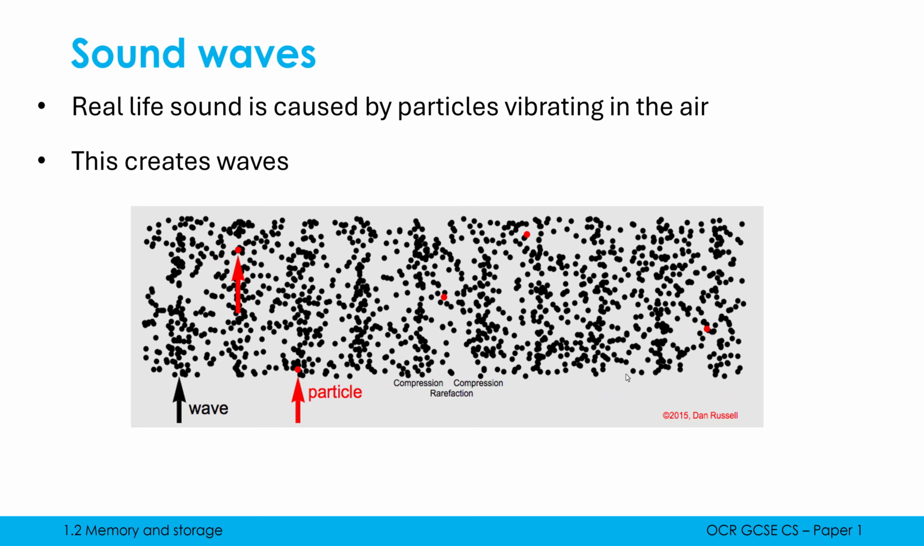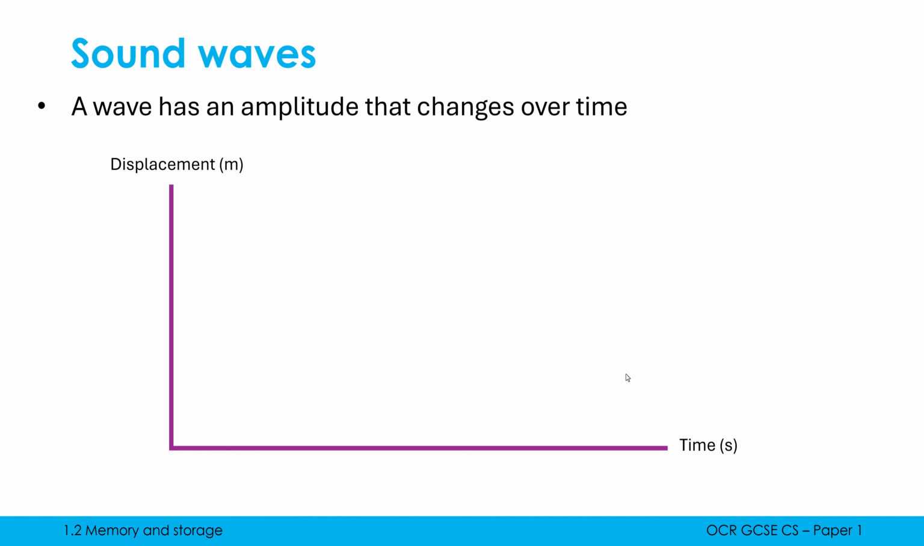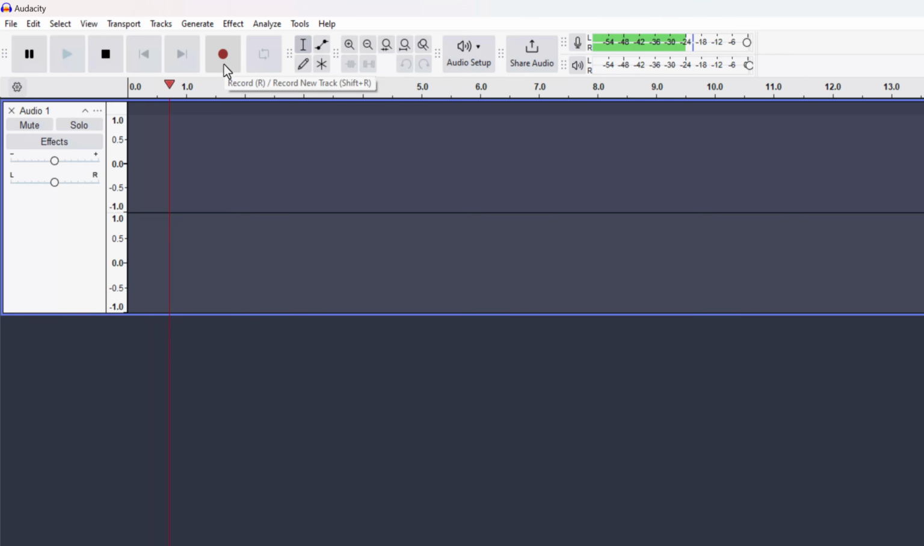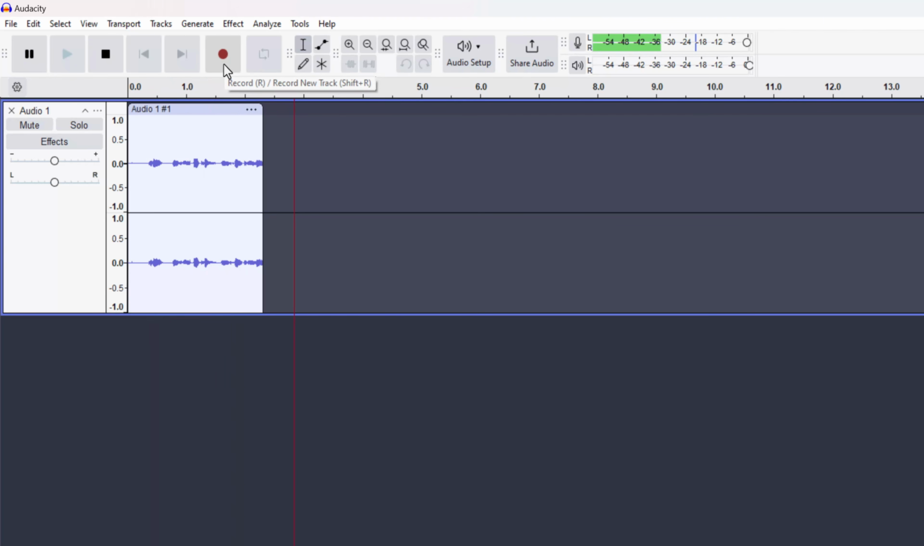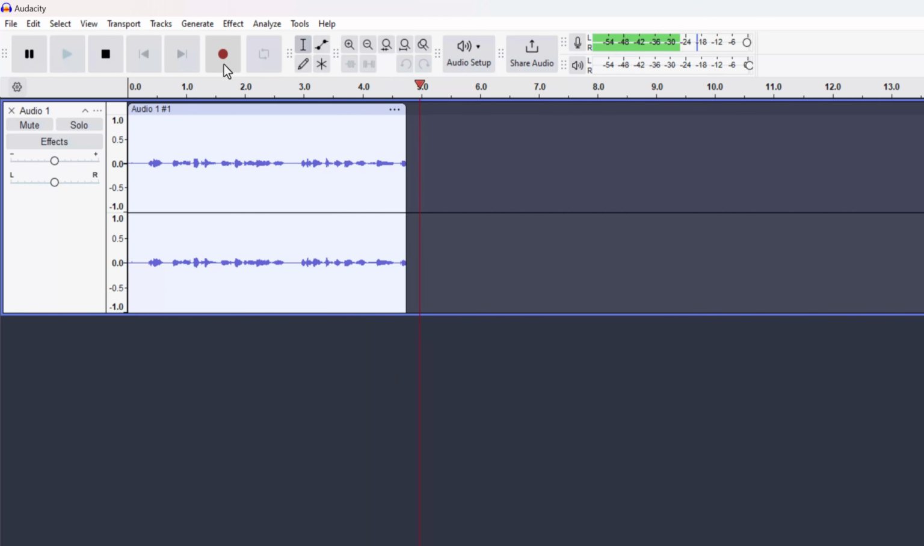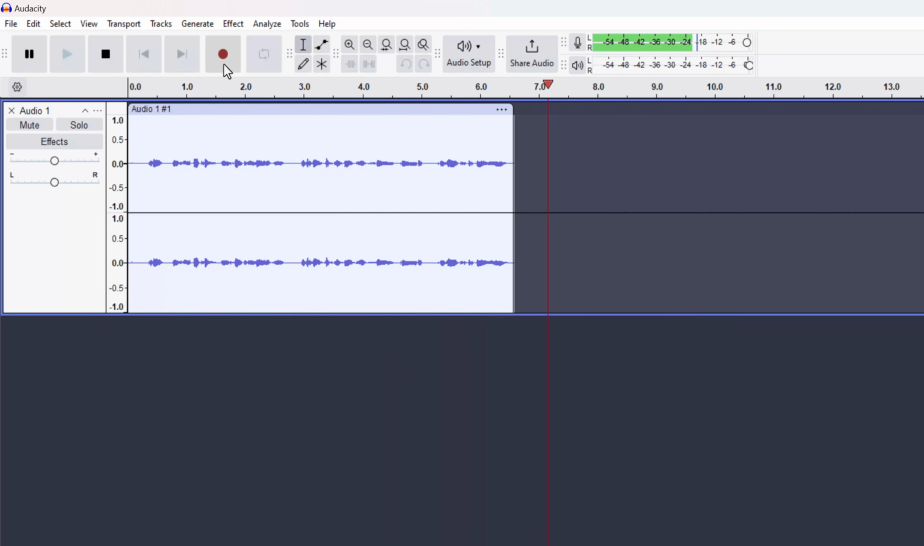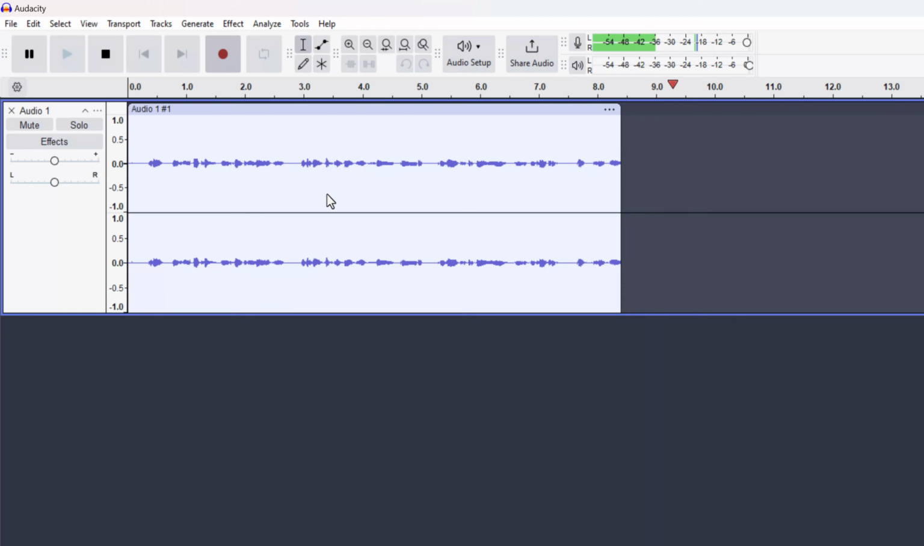So typically what we do is draw these waves on two axes. Typically the y-axis is displacement, so the height of your wave, and the x-axis is time, because we have a wave which has an amplitude. The amplitude is the height of a wave that changes over time. So as I'm speaking, I'm creating waves which are getting picked up by the microphone and converted to binary in the computer. But how can we interpret these waves?